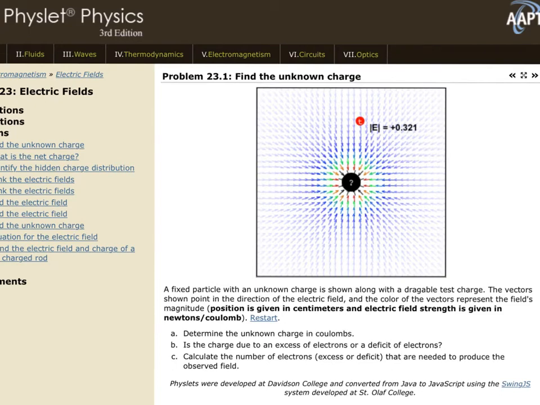So animation number 1, we have a red field detector that we can drag around and put where we want. And then we have the field shown as colored arrows, right? They're not field lines because they're not continuous, and they're not vectors because they're all the same length. So the arrows show the direction of the field. The color shows the field strength.